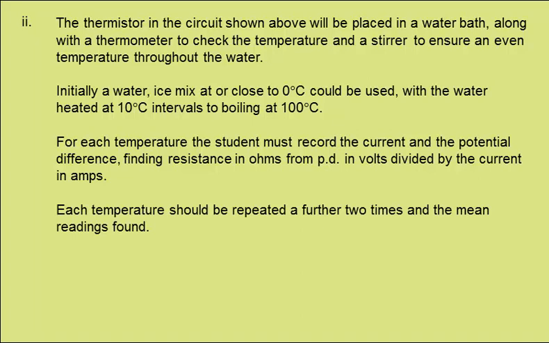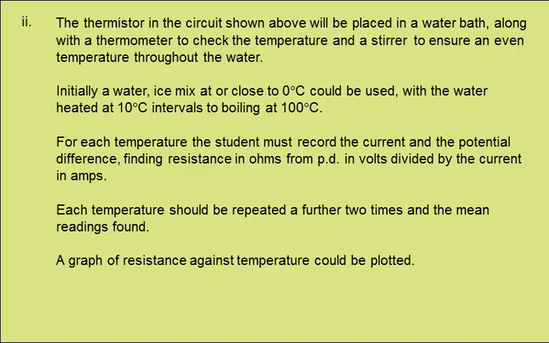Each temperature should be repeated a further 2 times and the mean readings found. A graph of resistance against temperature could be plotted. In B, we have a circuit with a thermistor connected in series with a resistor R and a battery of EMF 6 volts and negligible internal resistance. At a temperature of 50 degrees Celsius, the resistance of the thermistor is 1.2 kiloohms, and the voltmeter connected across the fixed resistor reads 1.6 volts.